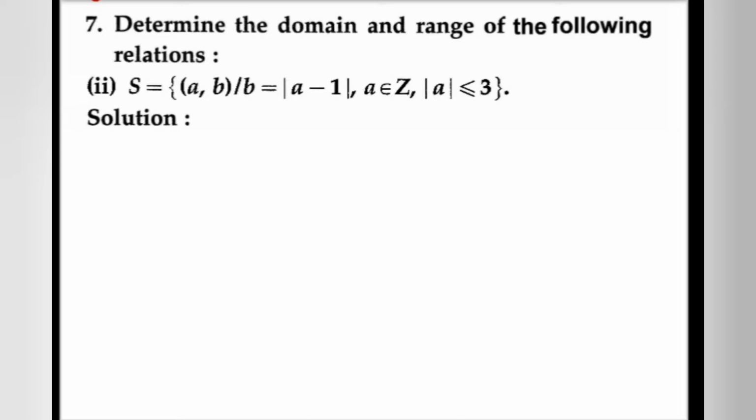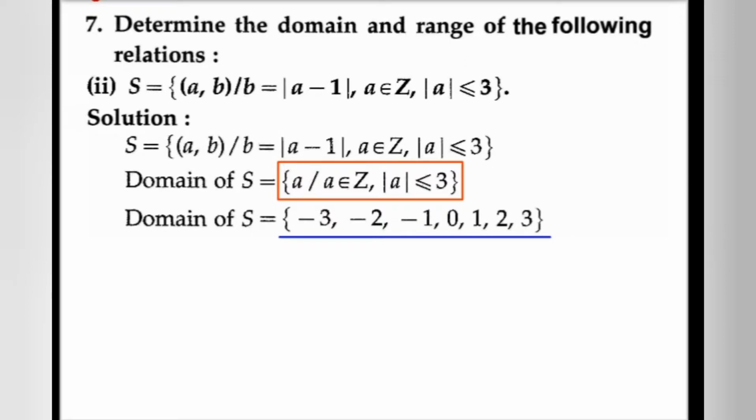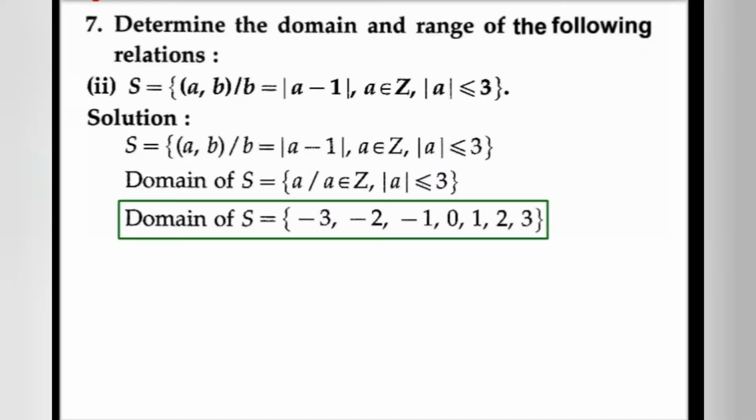Solution. Now we have S is equal to the set of (A, B) such that B is equal to mod of A minus 1, where A belongs to Z, mod of A is less than or equal to 3. Domain of S is equal to the set of all A such that A belongs to Z, mod of A is less than or equal to 3. That is the set of minus 3, minus 2, minus 1, 0, 1, 2, 3.